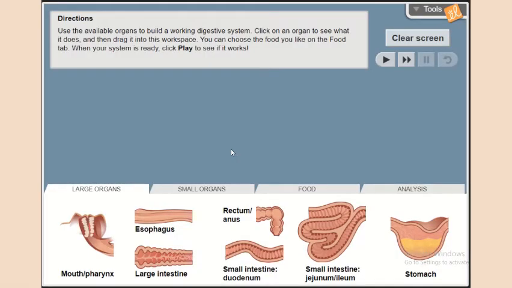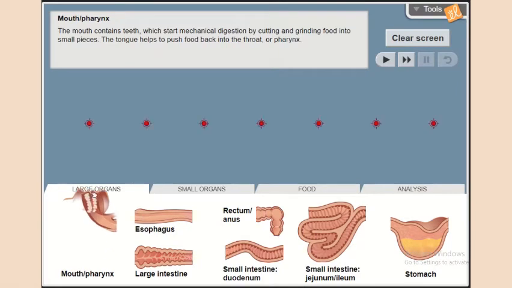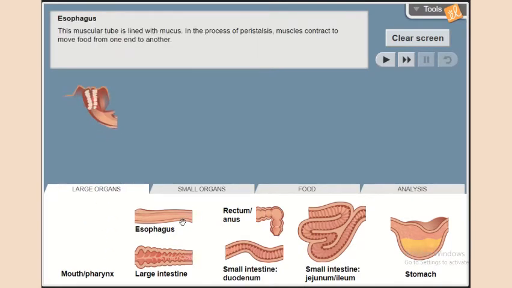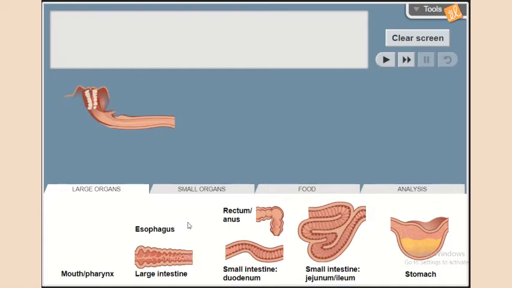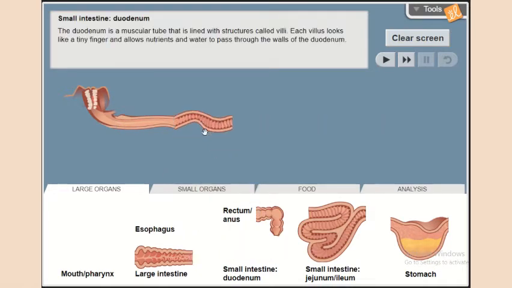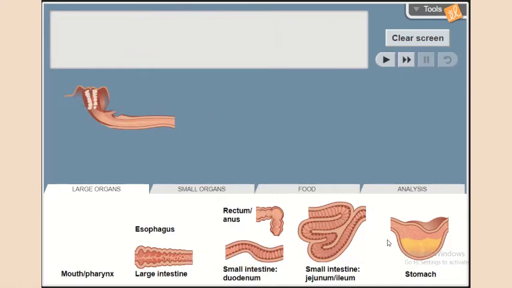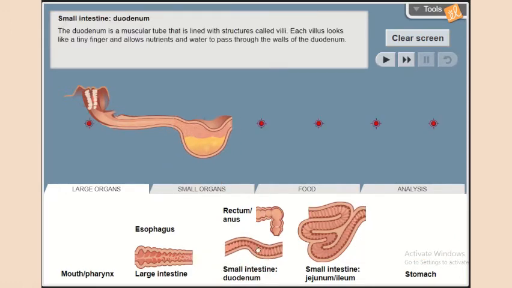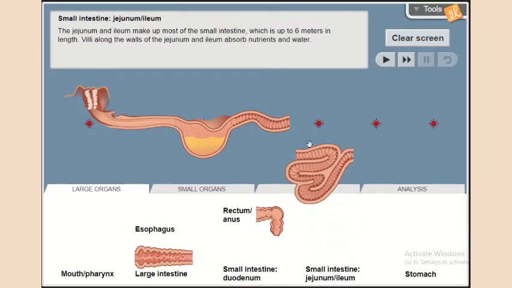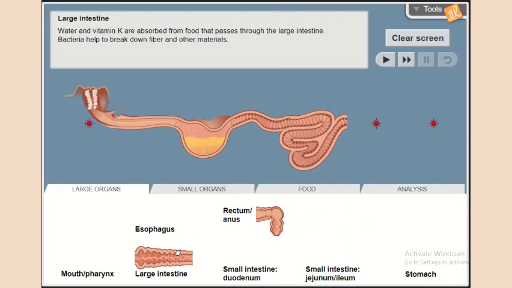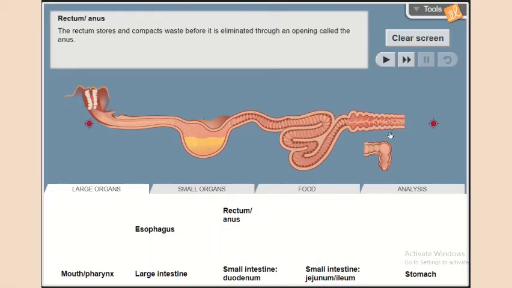Your digestive system's function is to digest food and turns it into nutrients needed by the body organs and cells. This system consists of the mouth, the esophagus, the stomach, the small intestine, and the large intestine.